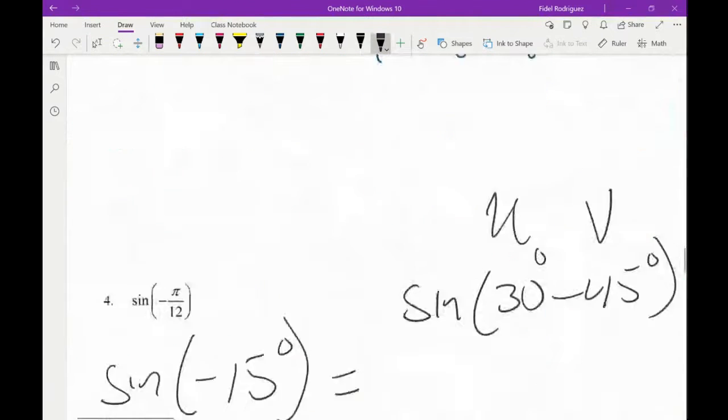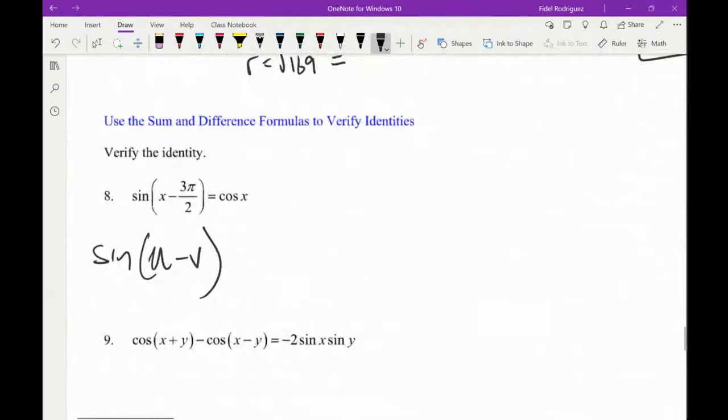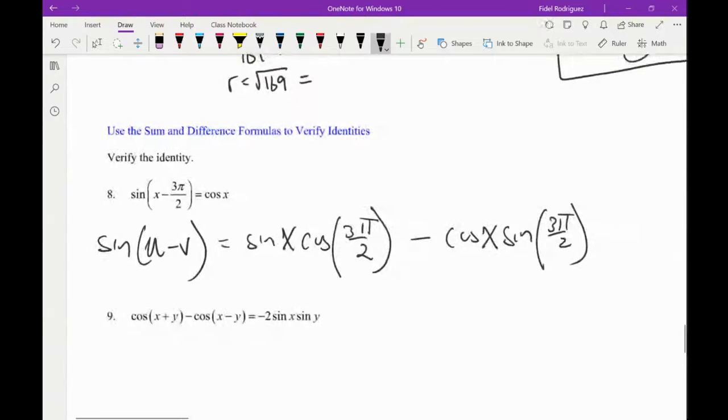Sine u cosine v. So this is going to be sine of x, cosine of 3 pi over 2, minus, it should be cosine of x, sine of 3 pi over 2, right?